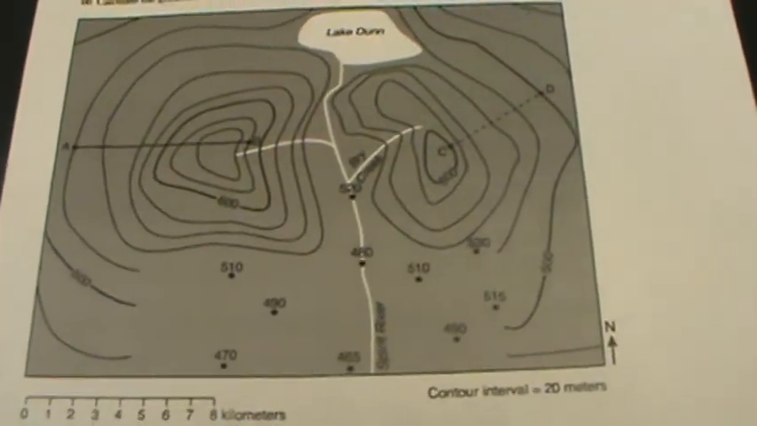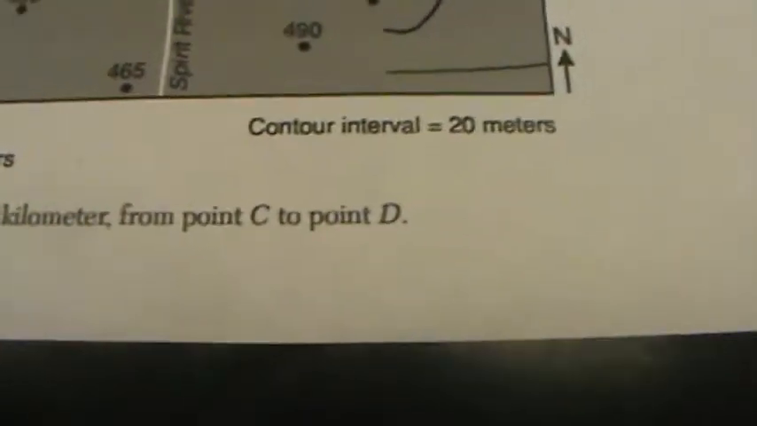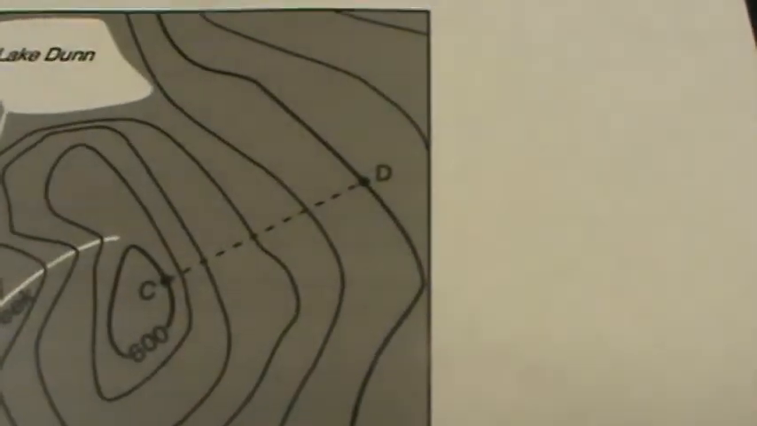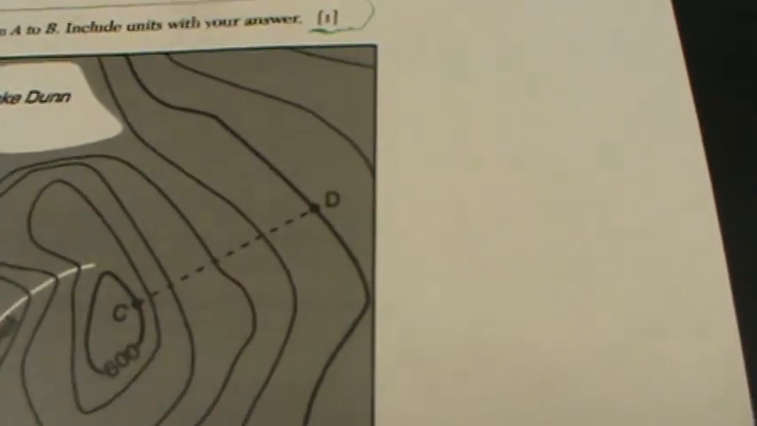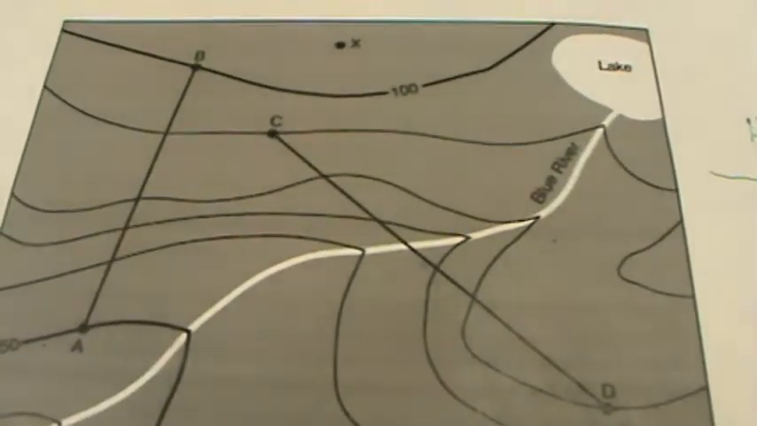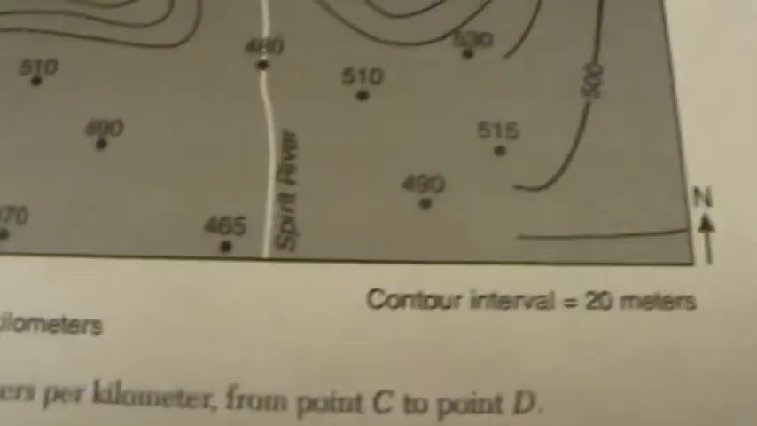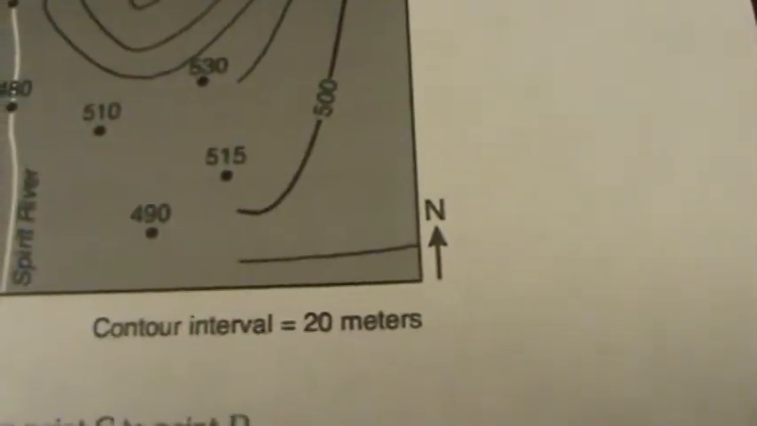All right, so if you got it down, if you practice this one, I'm going to come around and check them as you go. This one has you calculate the gradient from C to D, these points right over here. So from C to D, do exactly that. How much do we go uphill, downhill? How much do we go distance-wise? You got a scale right there. You got a contour interval right there. You can do a little bit of work right there.